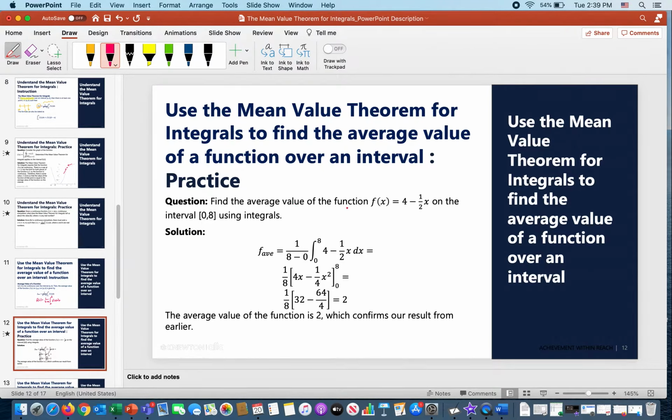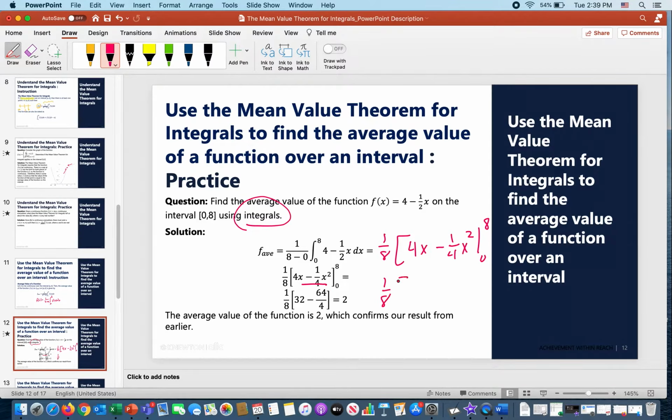This says find the average value of the function 4 minus 1/2 x on the interval 0 to 8 using integrals. So I already know what this answer is. We did this problem earlier. What I need to do is use what I know about integrals to figure this thing out. So the integral of 4 is 4x, and the integral of 1/2 x is just going to be 1/4 x squared. And we're going to evaluate this thing from 0 to 8. So you can see where they come up with the 1/4 x squared.